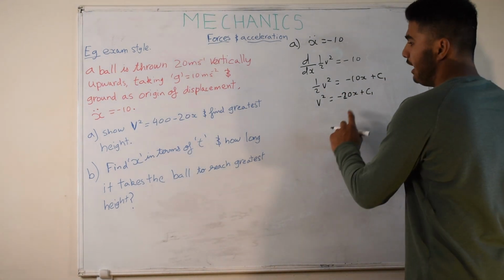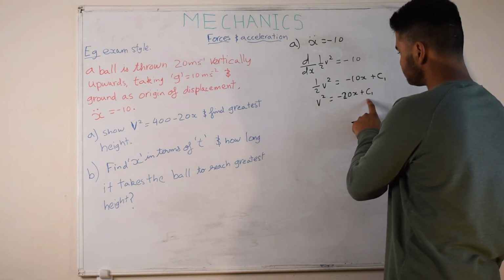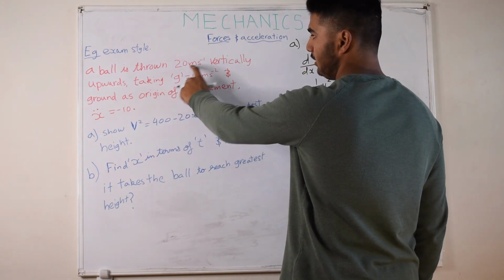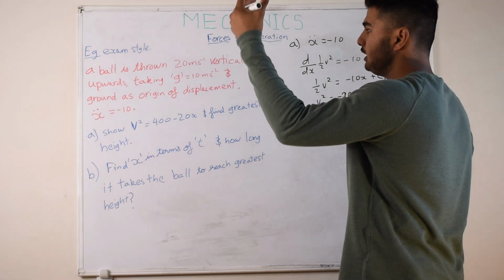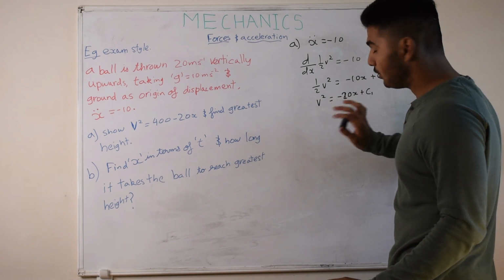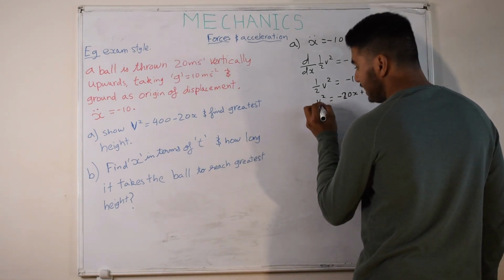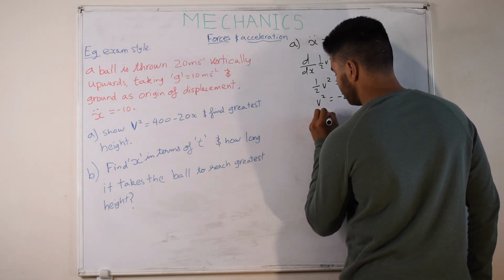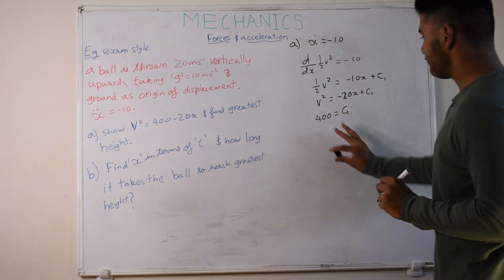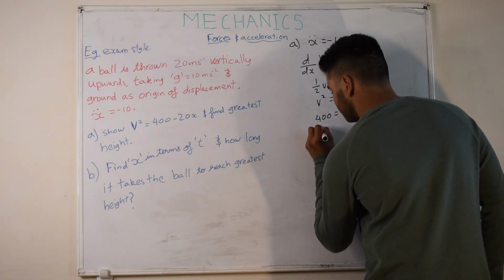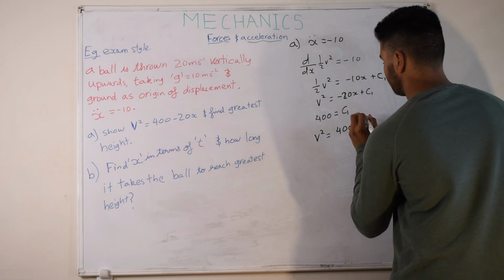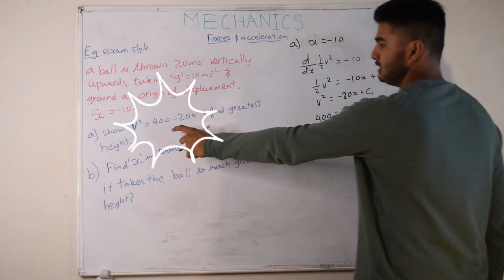Now, to find c1, the ball is thrown at 20 meters per second initially. So when it's been thrown initially, it's going to be at 20 meters per second. So when x equals 0, v is going to be 20 meters per second, so that's going to be 400 equals -20 times 0, which is 0, plus c1. So c1 is 400. Therefore, v squared gives me 400 minus 20x, which is this over here.